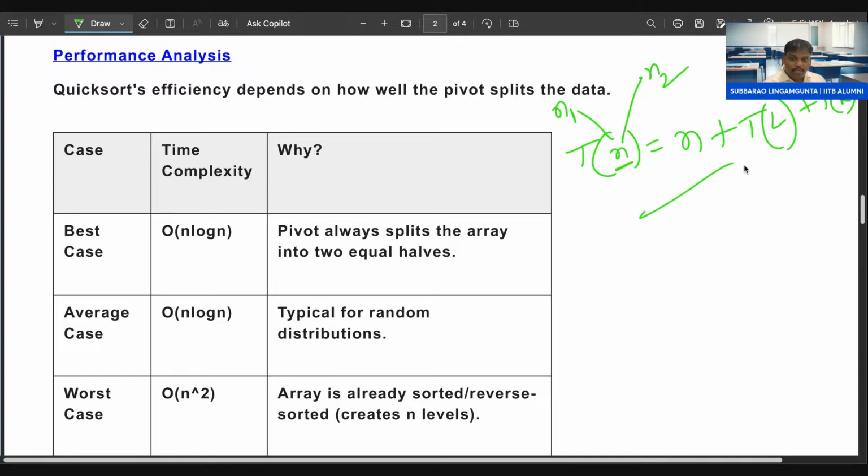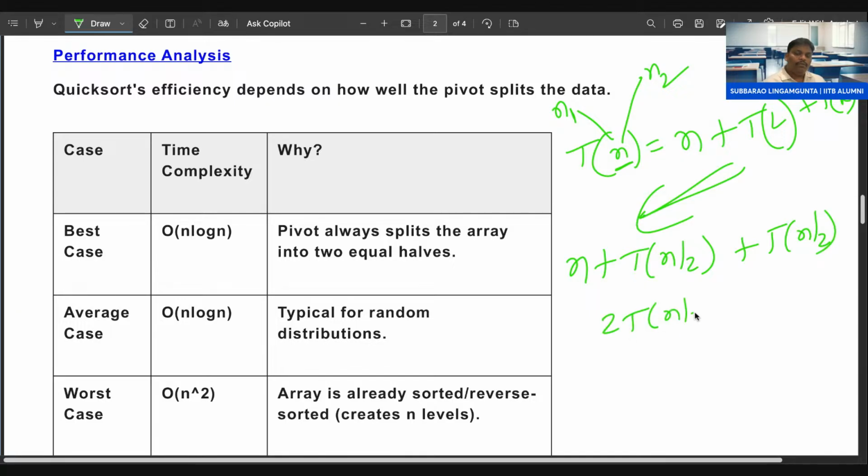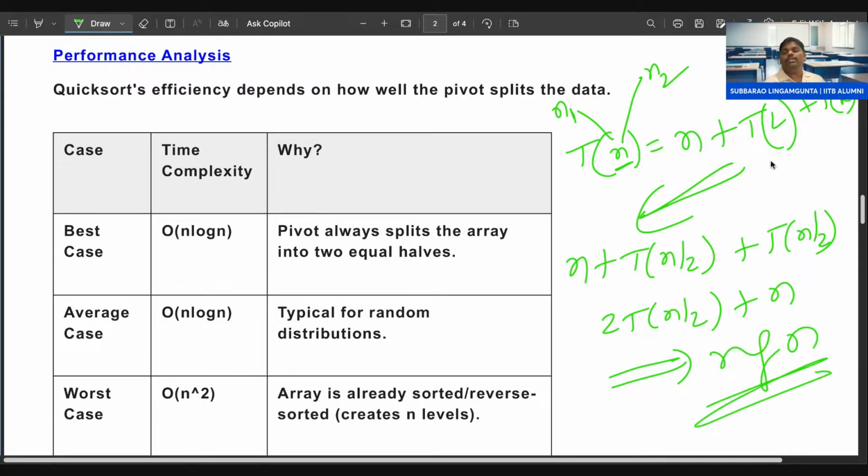So then, if you are lucky, n for partition, left L people, right R people, let us say left and right are 50-50, T(n/2), T(n/2), which becomes 2T(n/2) plus n. So this goes to n log n. So the time complexity of quicksort, if the best partition happens, is n log n. So the best case is n log n. The pivot always splits the array into two equal parts, 50-50.